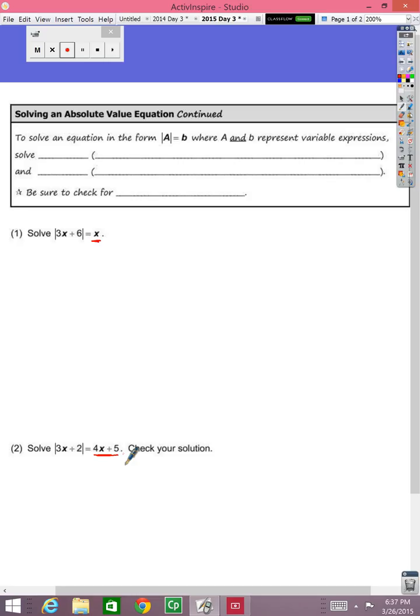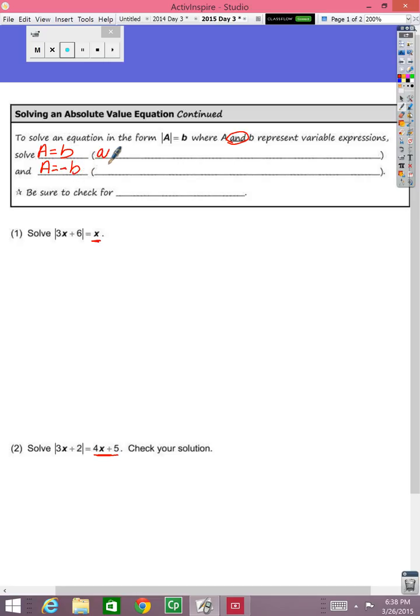So at the top of the page, to fill in the blanks, to solve an equation in the form the absolute value of a equals b, where a and b represent variable expressions, we still solve it the same way. You take the expression within the absolute value symbols and set it equal to the positive of the variable expression on the right, and you set the value of the expression within the symbols a equal to the negative.